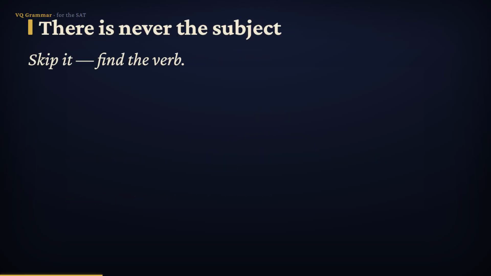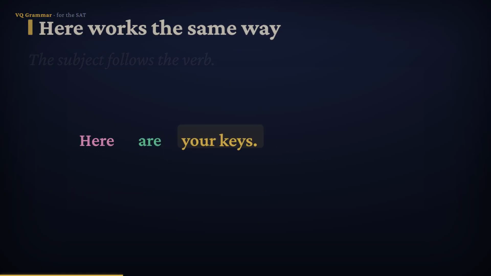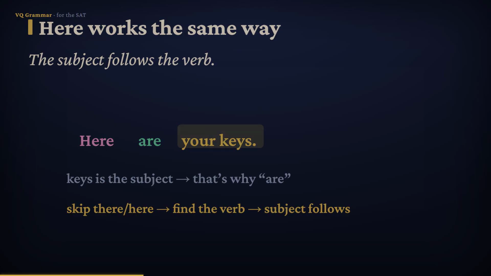Two little words trigger this same flip, there and here. When a sentence starts with there or here, the subject comes after the verb. There is a noise in the attic. There is never the subject. The real subject is noise. Here are your keys. Here isn't the subject either. Keys is. And that's exactly why we say are, not is. So treat there and here as mere signals. Skip them. Find the verb, and the subject is right after it.